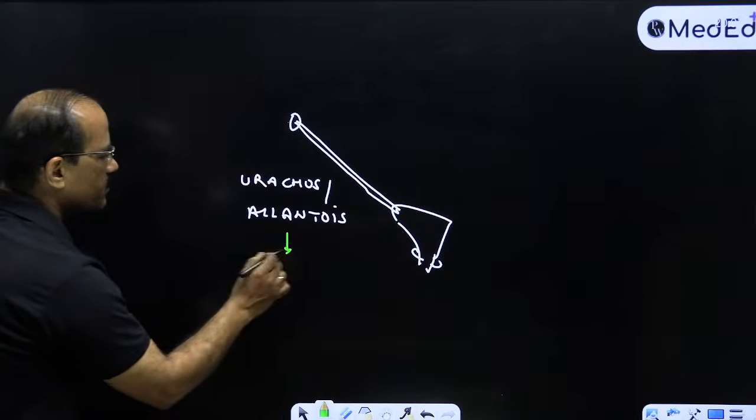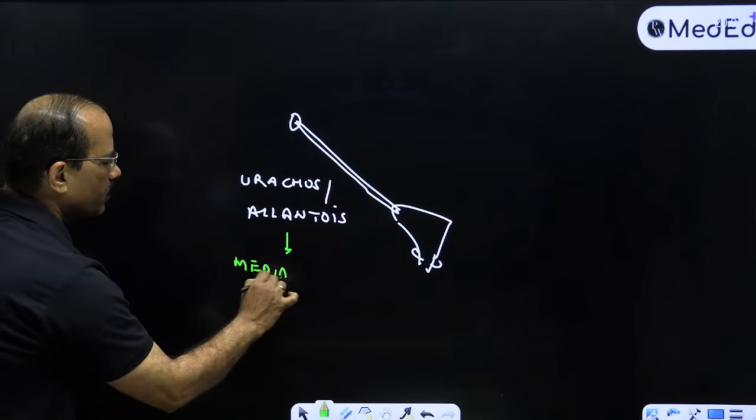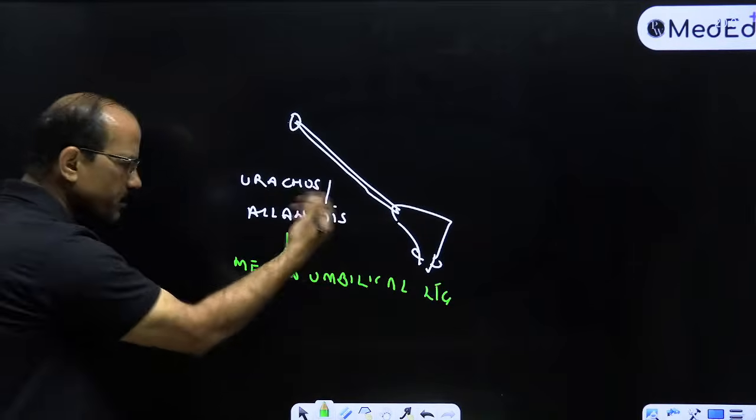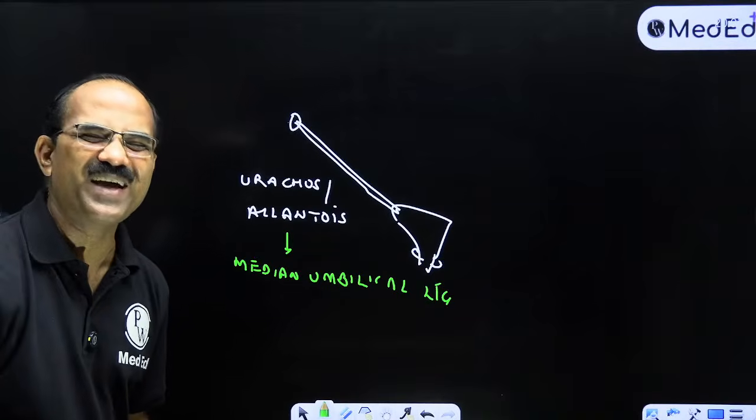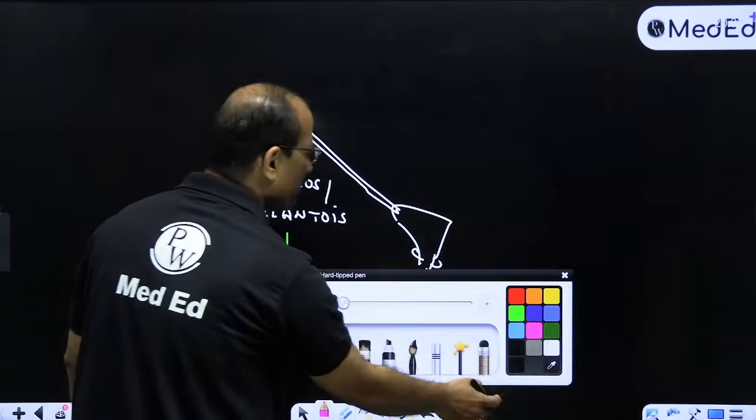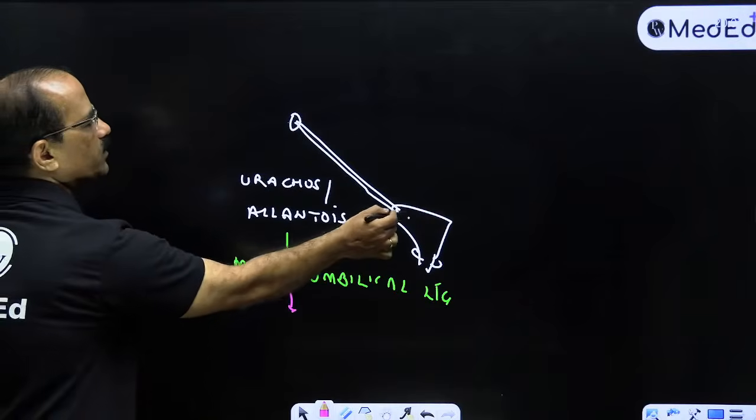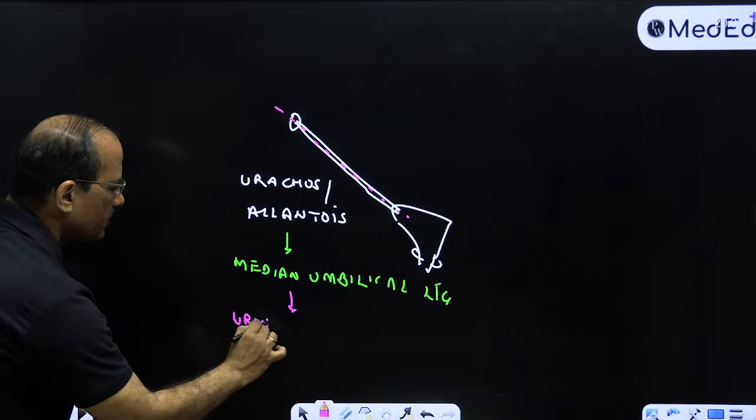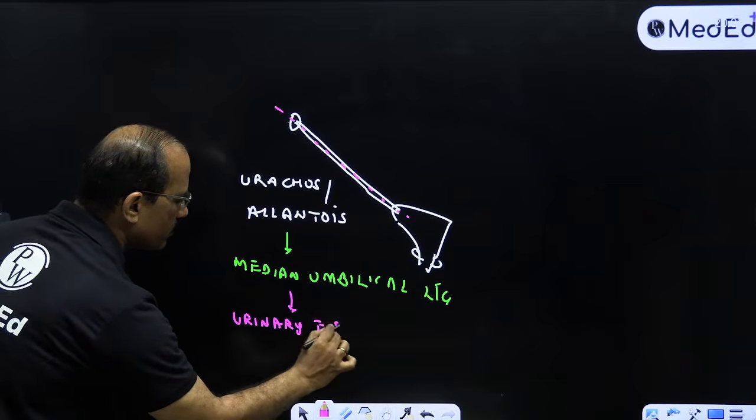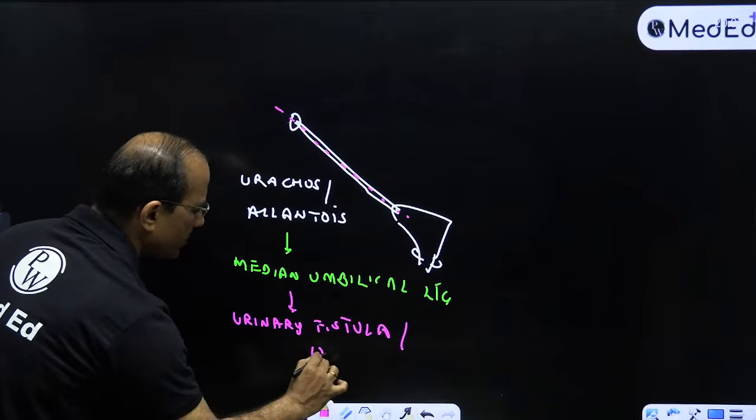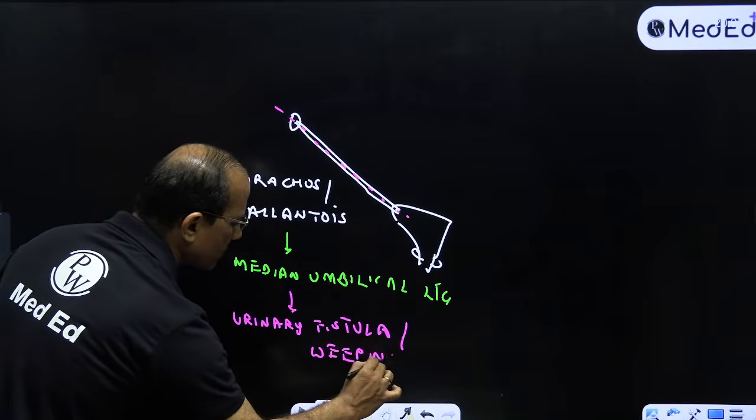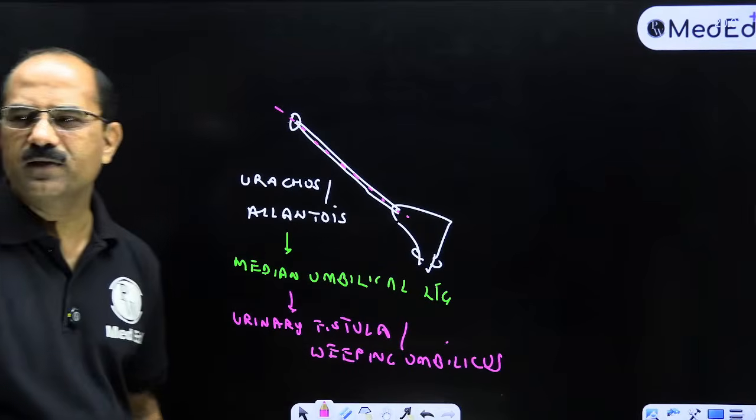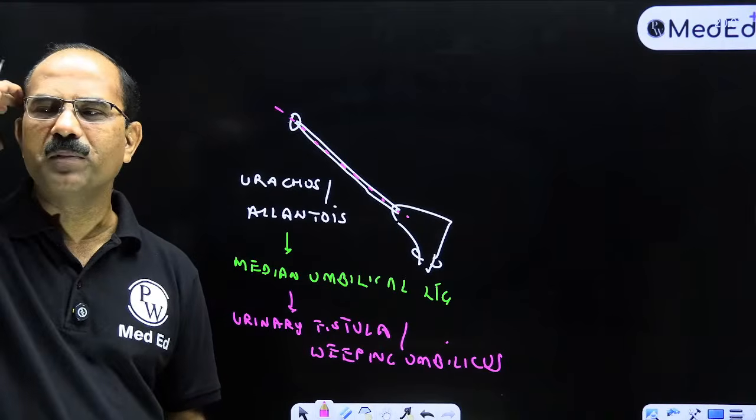After birth, this becomes the median umbilical ligament, right? अगर ये obliterate नहीं हुआ, if this does not obliterate, the child will be passing urine through the umbilicus, and this is what we call as the urinary fistula or weeping umbilicus. Understanding? So that's a urinary fistula or the weeping umbilicus.